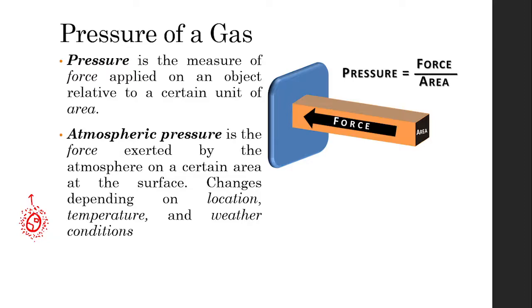So if you are standing on the surface of the earth, let's say this is you right here, you would actually experience a pressure while standing on the surface of the earth, and that pressure is usually denoted as 1 atmospheric pressure.